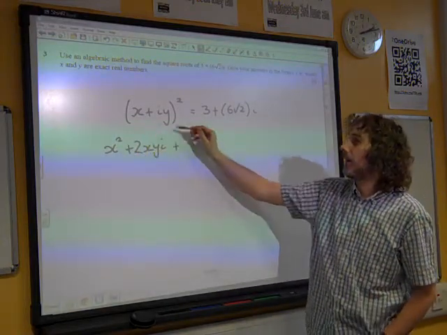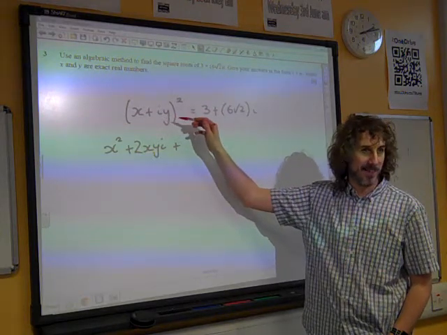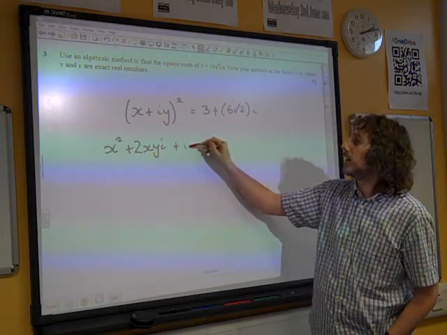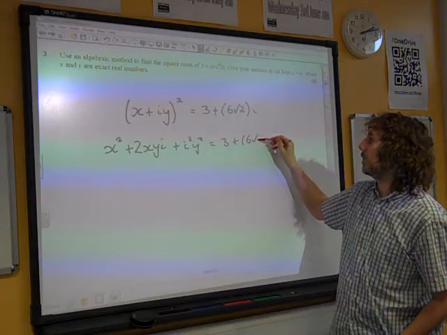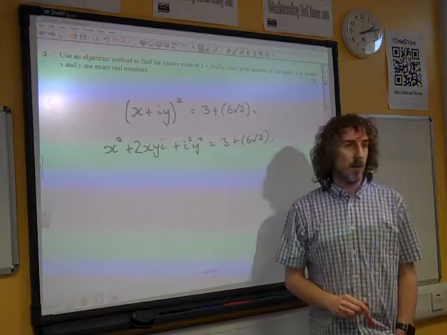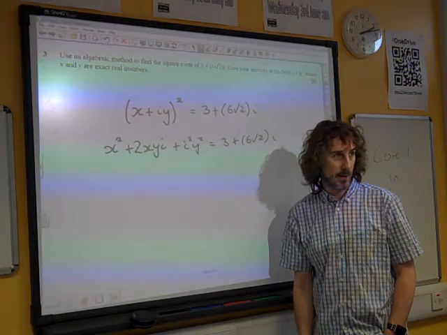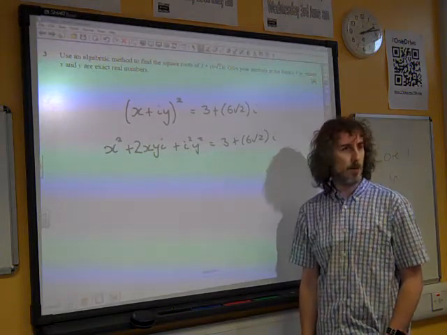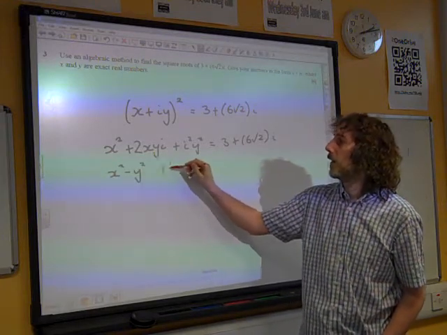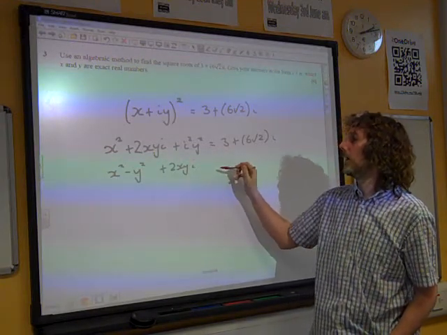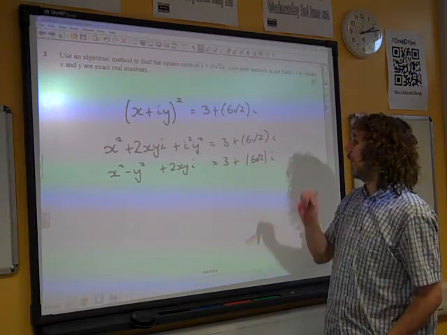That would be good. And then we've got iy squared, which would be i squared y squared, which I'm going to write like that for now. This bit, i squared y squared, is actually minus y squared. So we have x squared minus y squared plus 2xyi is 3 plus 6 root 2i.